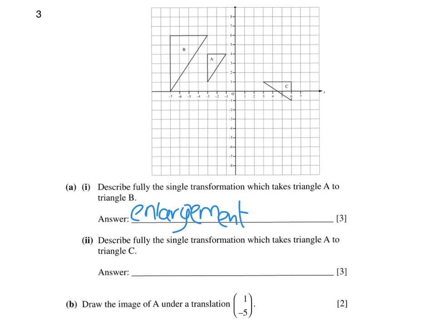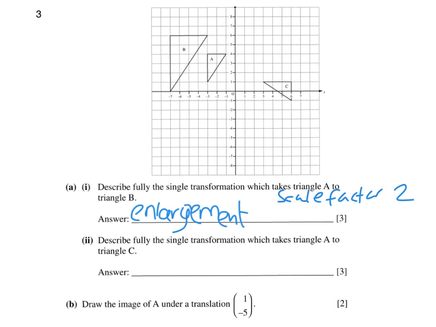So look at the lengths of the sides and see what they've increased by. Looking at the top, this went from 2 squares across to 1, 2, 3, 4 squares across. So that's been multiplied by 2. Check another side, 3 squares down to 6 squares down. So our scale factor is 2 because the sides have been multiplied by 2.